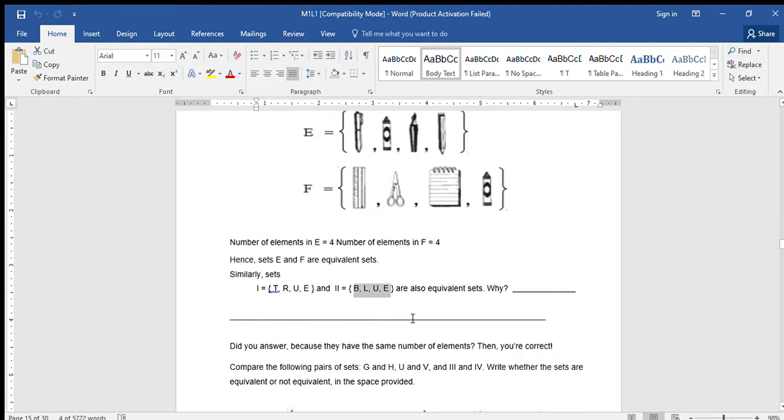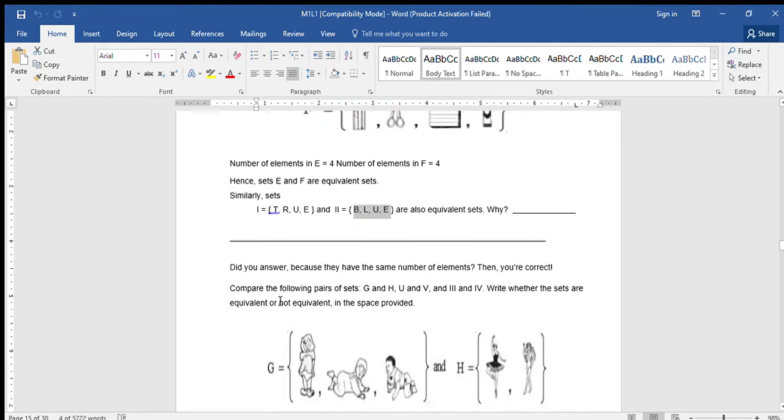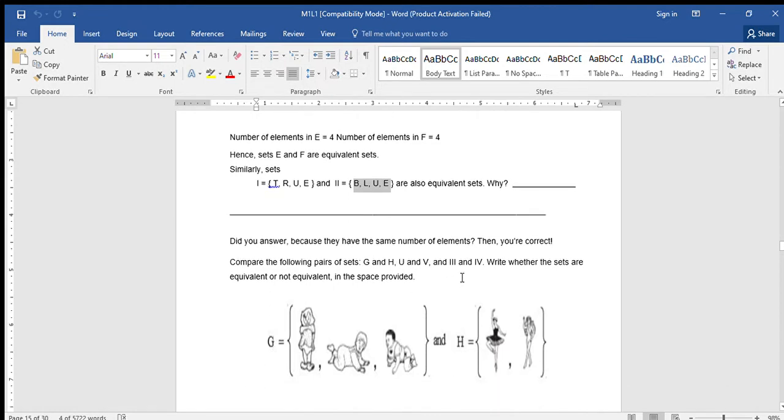So we can say that they are equivalent sets because they have the same number of elements in every set. Okay, so compare the following pairs of sets: G and H, U and V, and 3 and 4. Whether the sets are equivalent or not equivalent, write in the space provided. So si G ug si H, are they equivalent sets? No. Why? G has 3 elements and H has two elements, so they are not equivalent sets.